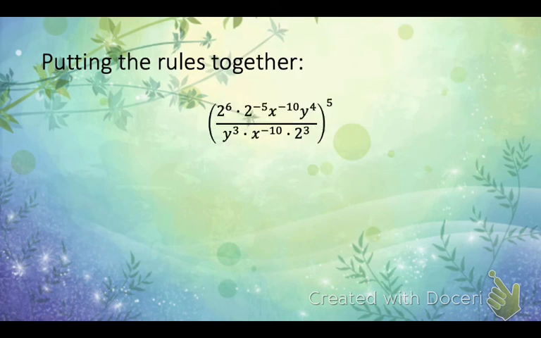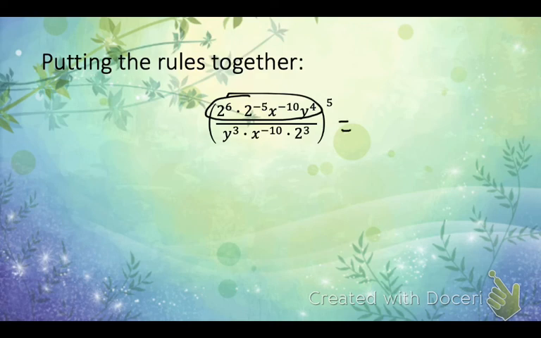Okay, the last one I want to do is this one. Whenever I have an exponent on the outside, I could take that and distribute it to everything on the inside. However, I like to simplify everything on the inside first and then put it to the 5th power if I need to. So the first thing I'm going to do is simplify the top or the bottom if I can. I can simplify this because I can do 2 to the 6th times 2 to the negative 5th, because those are the same base.